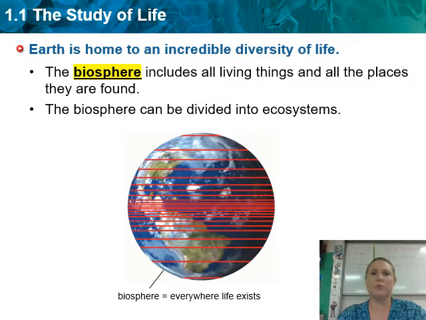So Earth is home to an incredible diversity, a huge variety of life, all different forms. And the biosphere, the living sphere, bio meaning living, includes all the living things and all the places they're found. And that biosphere can be divided further into ecosystems. The biosphere is really everywhere that life exists on the planet.